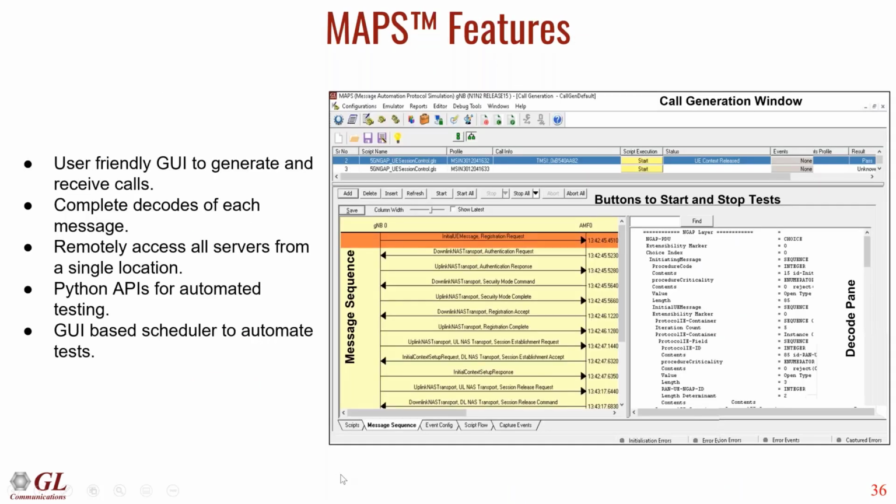Continuing with the MAPS features, this is the main GUI of the application, which shows the call generation window. MAPS comes with a user-friendly interface to generate and receive calls. Here you can see the call generation window, where you can see the script running in the top pane. When you click on a script, you can see the complete message sequence and the complete decode of the message on the right-hand side in real time.